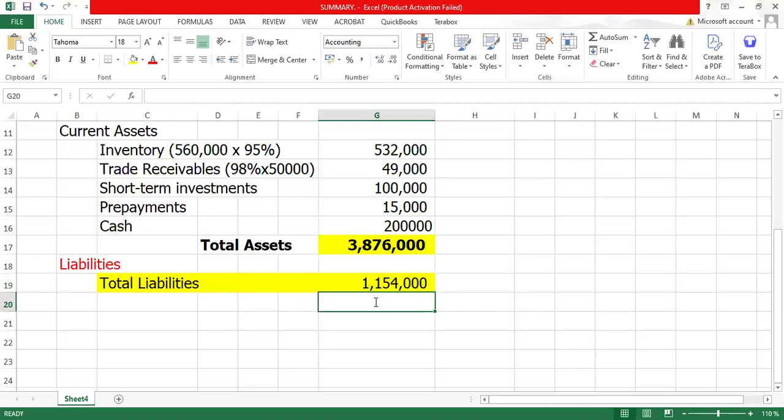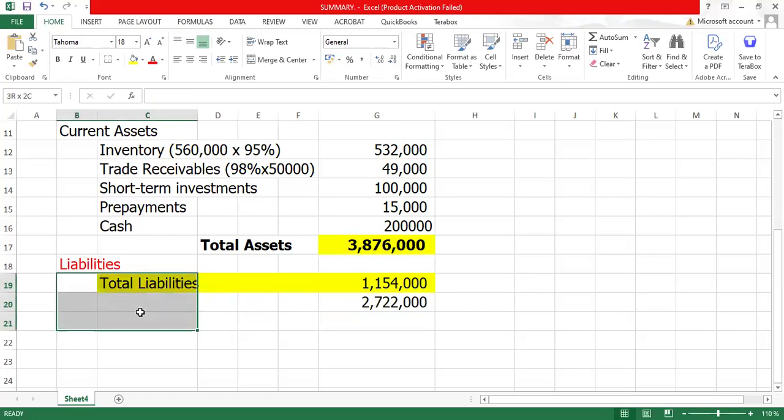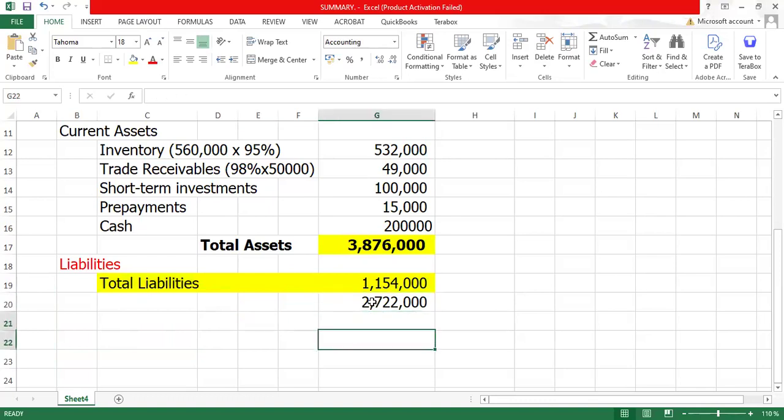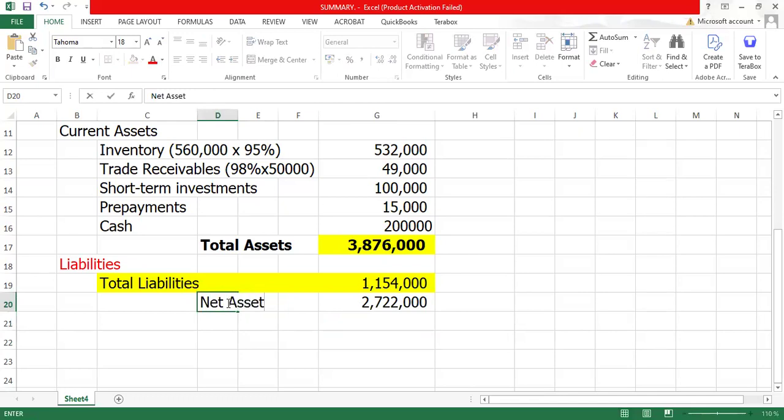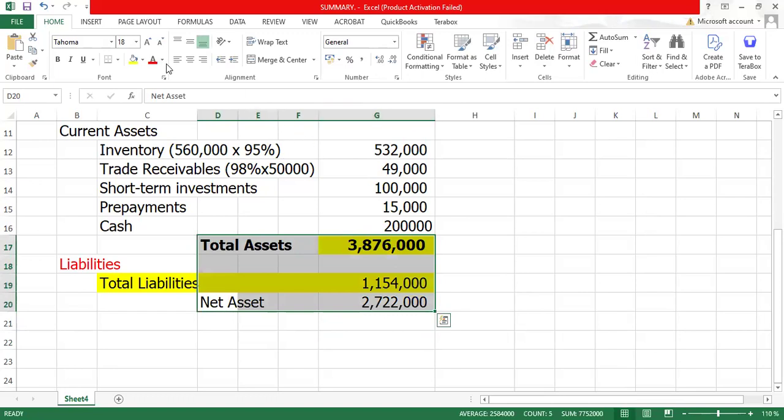Workbook. Okay, so we get the total assets minus total liabilities. In an exam, try to list all those things and add up, because if you do this, the examiner may give you some marks. Okay, so this is our net asset.